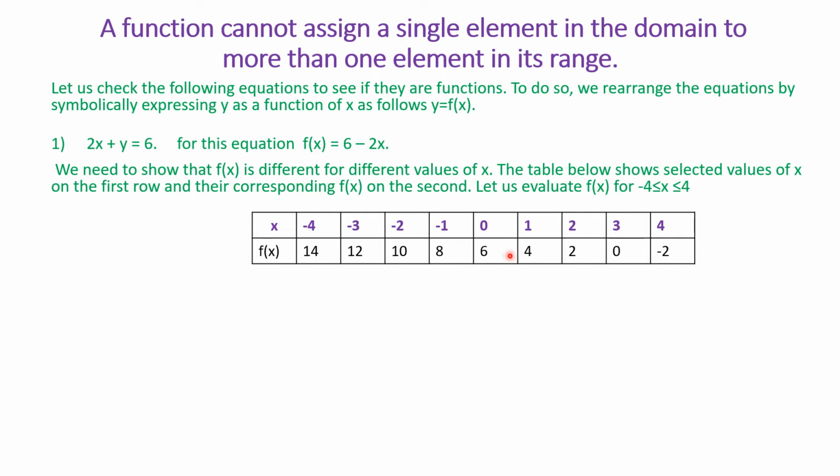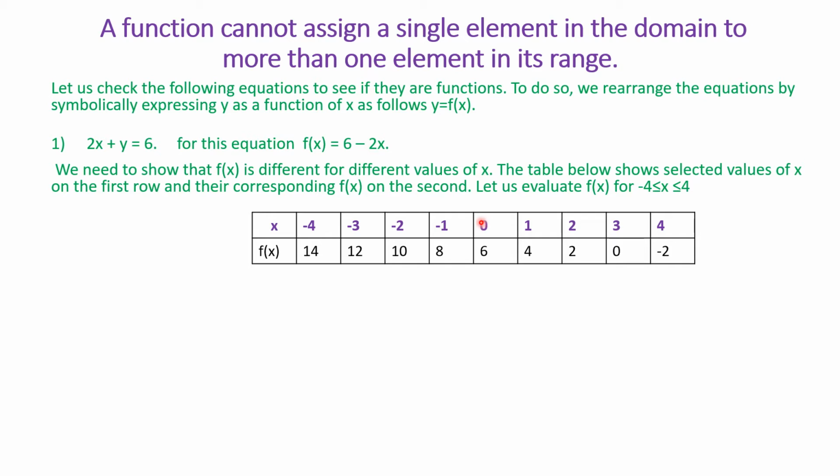We can see that when x is equal to -4, y is equal to 14. So if we put -4 over here, that's going to be equal to 6 minus 2 times -4, which will give us 6 minus -8, which is 6 plus 8, and that's equal to 14. And so on. We can just take an example.